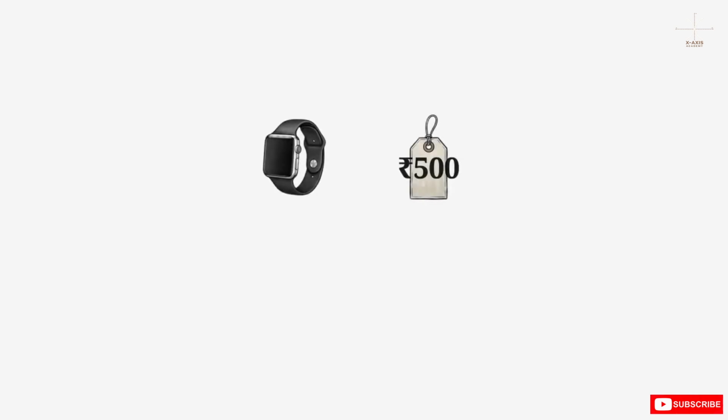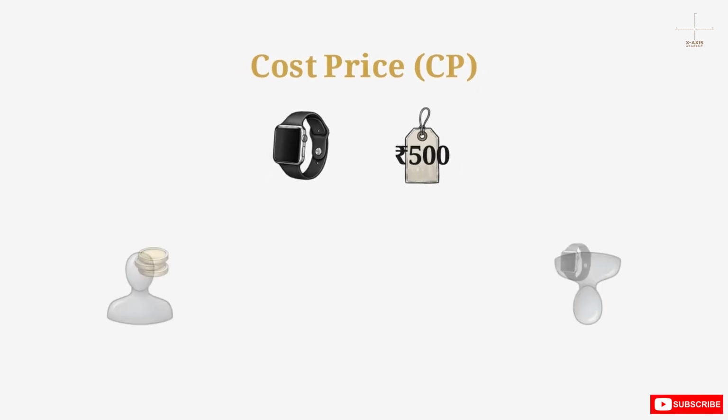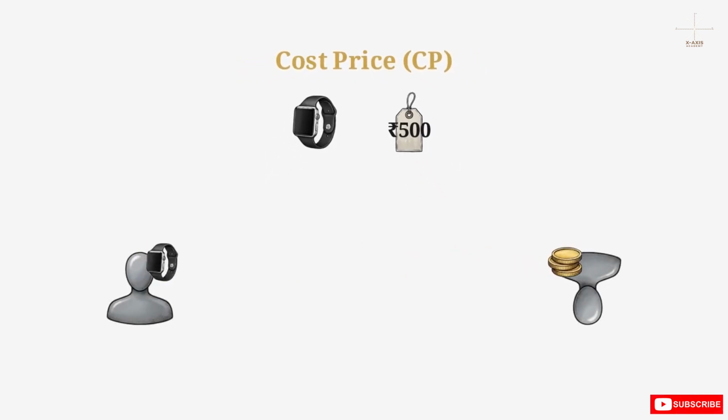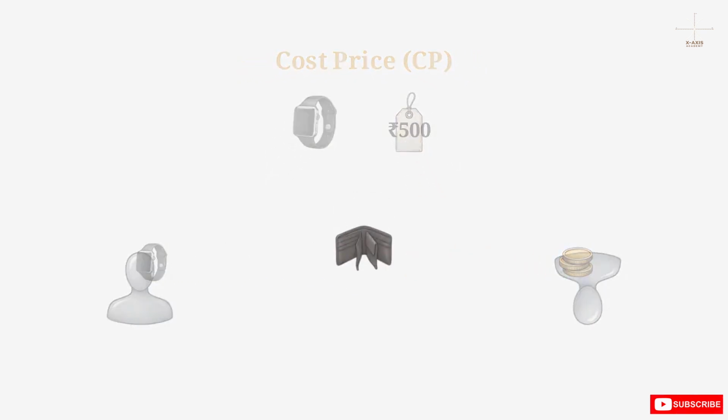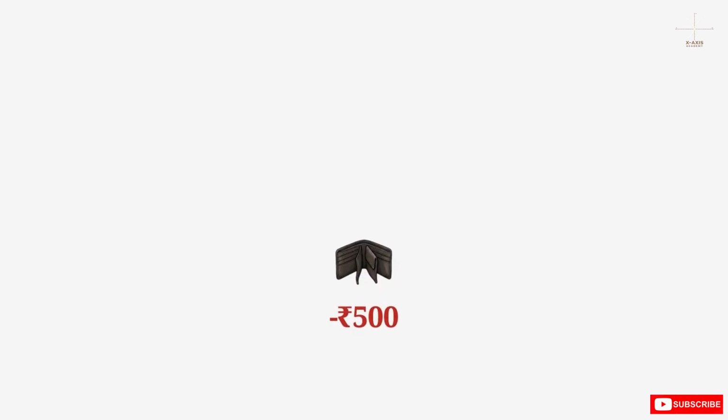You find a watch and buy it for 500 rupees. This is your cost price, or CP. It is the money you pay to buy an item before you sell it to anyone else. Because you spent that money, your pocket is currently minus 500 rupees.